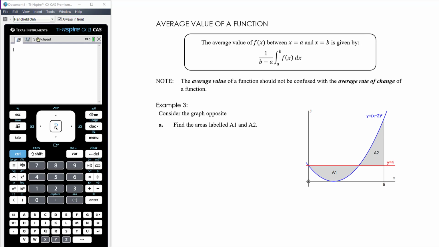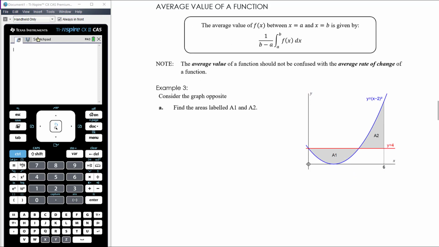So the average value of f of x between x equals a and x equals b is given by this expression. So it's 1 over b minus a, and then it's the integral from a to b of f of x. So when we're finding the average value of a function, we're essentially finding the average y-coordinate over that interval. Okay, so what would be the average y-coordinate if we could calculate that? Okay, and we do that in this way.